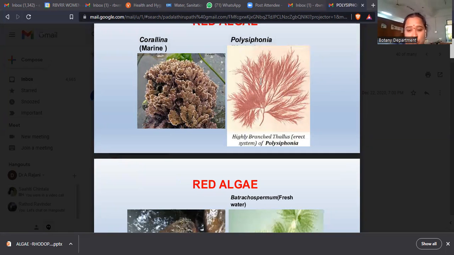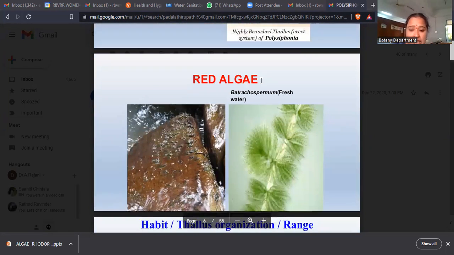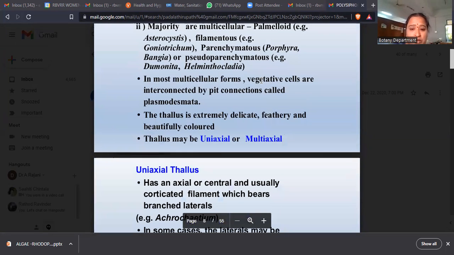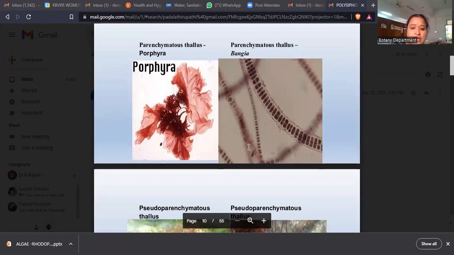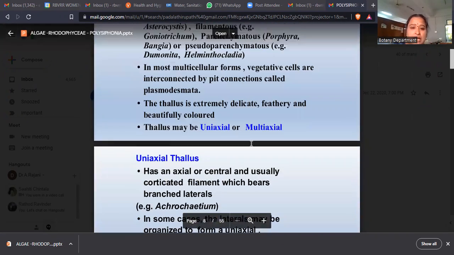Why? The total thallus is made up of pseudoparenchyma. That's why it is very delicate, with a very pure, beautiful red color. Coming to the next one, the thallus in the important genera may be divided into two types: one is the uniaxial thallus, and the second one is the multi-axial thallus.